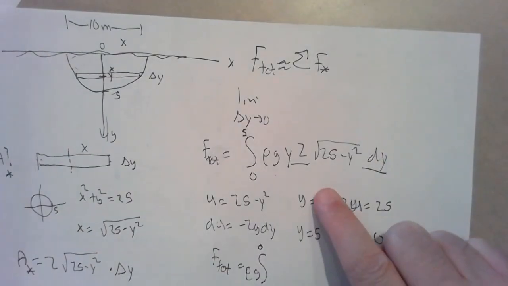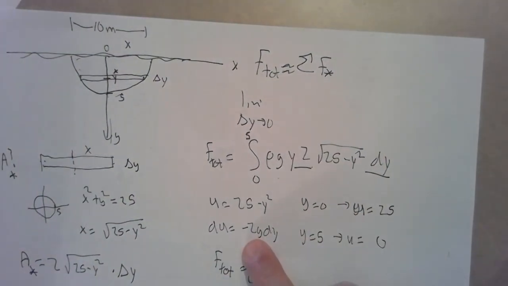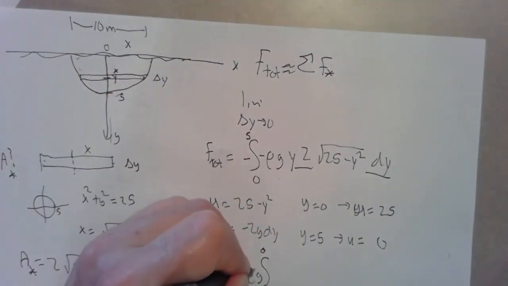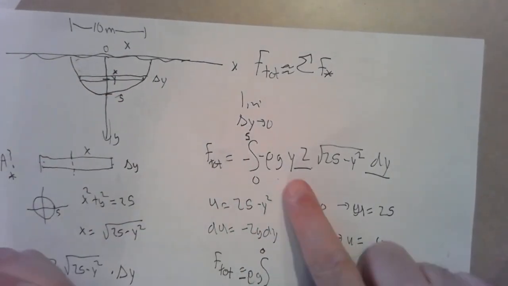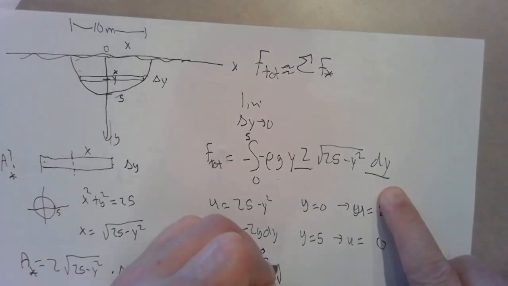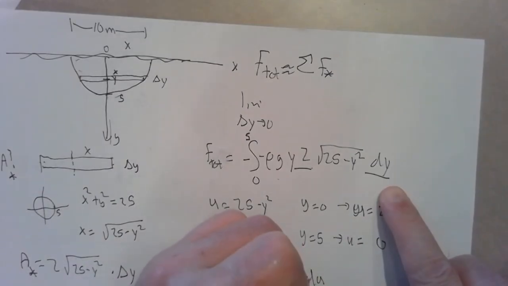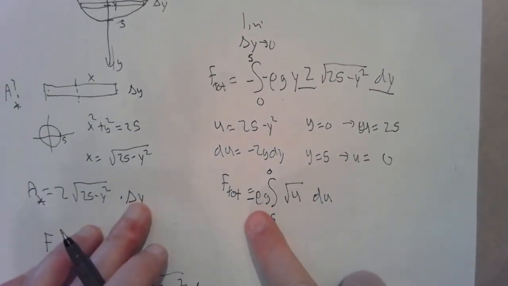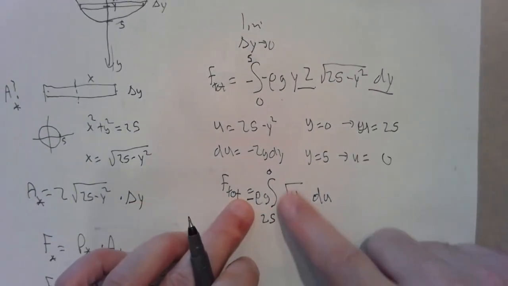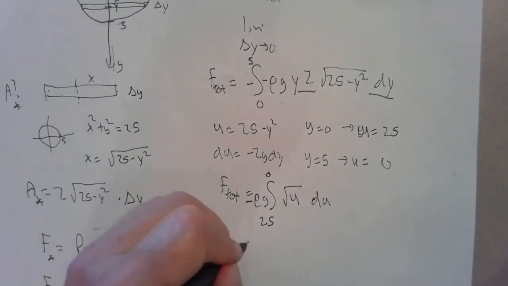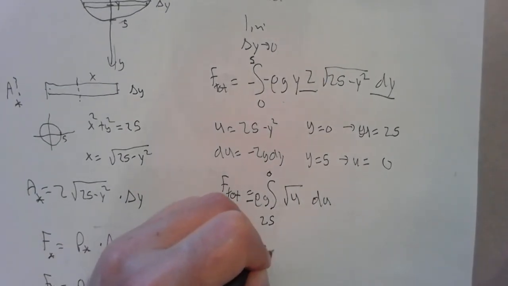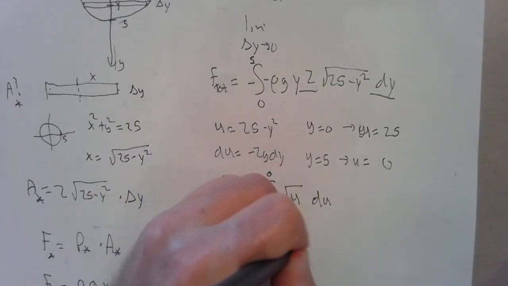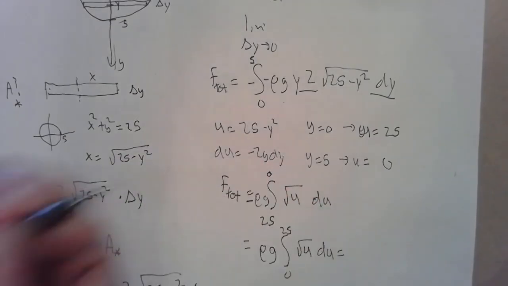Those guys there are almost du, but I need a negative. So if I put a negative in and take one out, that's my du. And I have square root of u. Now for simplicity, because I've got this negative outside the integral, I can fix that just by flipping over my limits of integration, flipping over my bounds. So I get rho g integral 0 to 25 square root of u du.